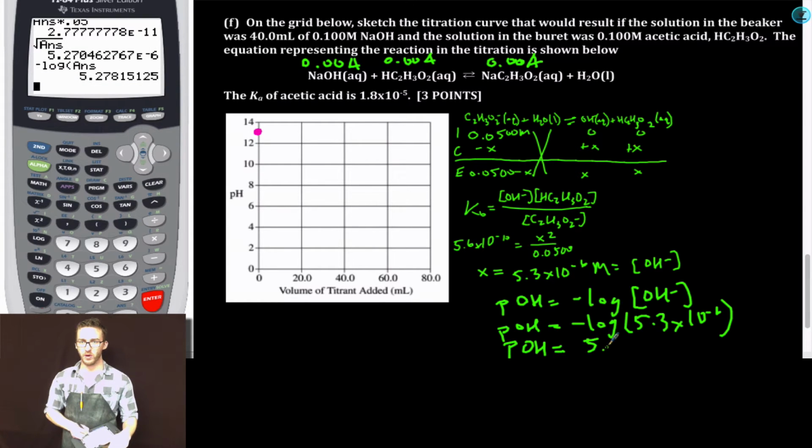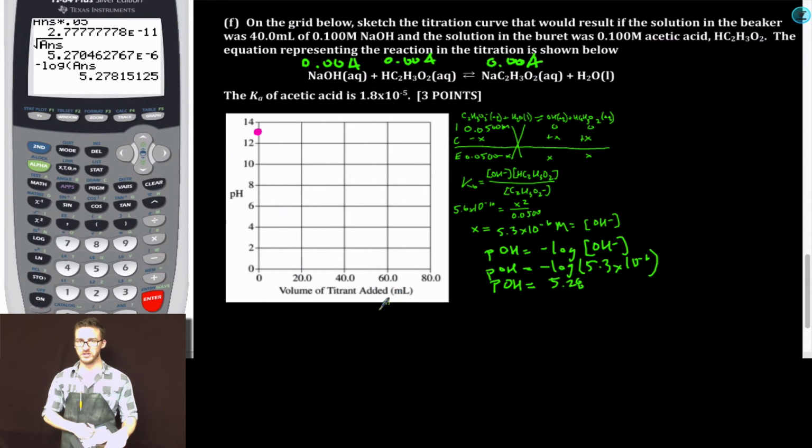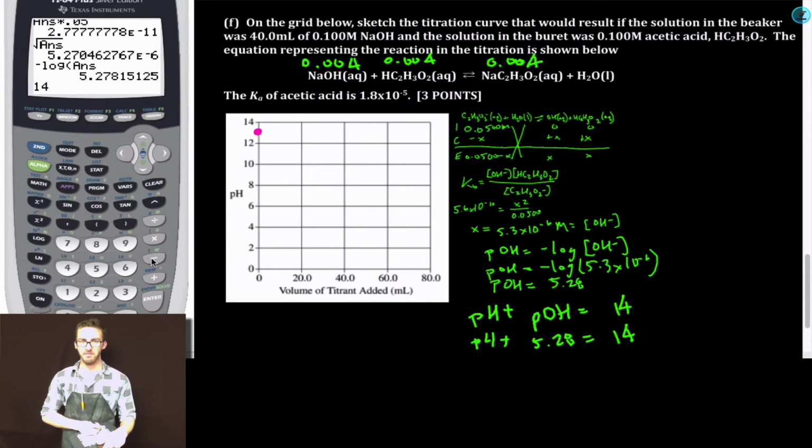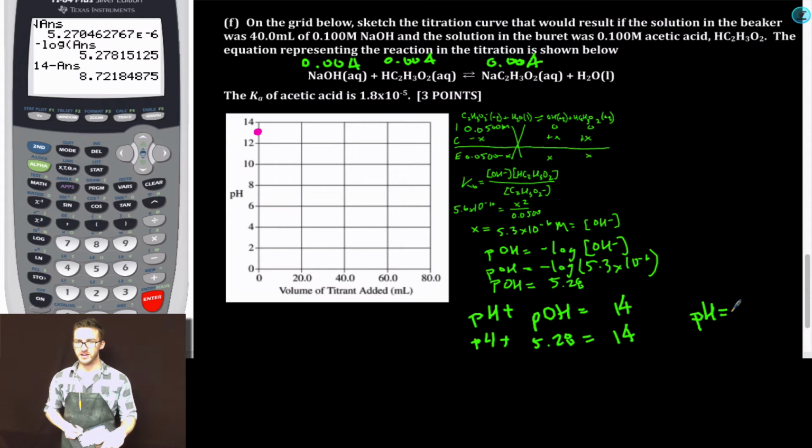pOH equals 5.28. Again, keep in mind this is a pH versus volume of titrant added graph, so remember this important relationship. Plug in your pOH and solve. 14 minus the answer. pH equals 8.72. Let's plot it.